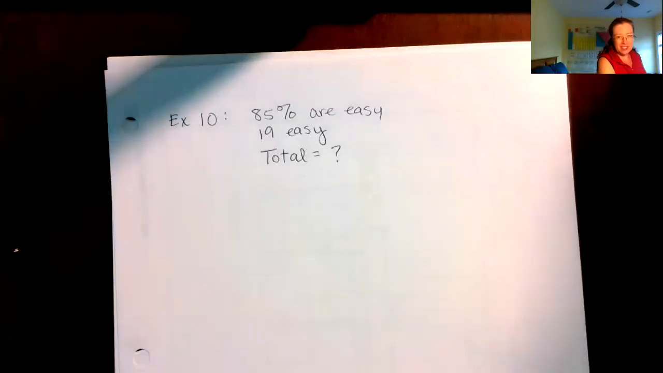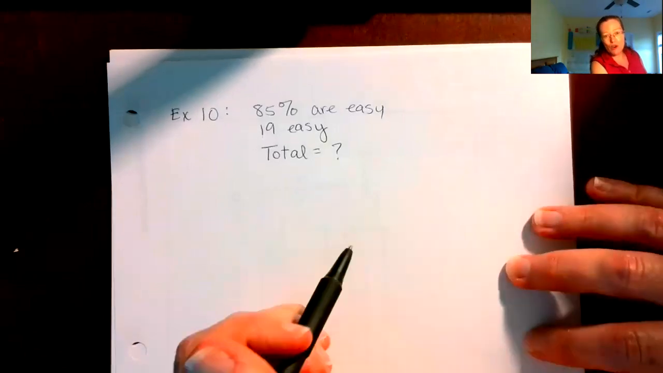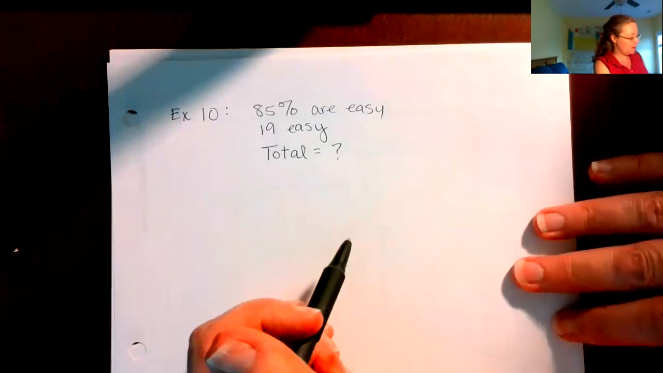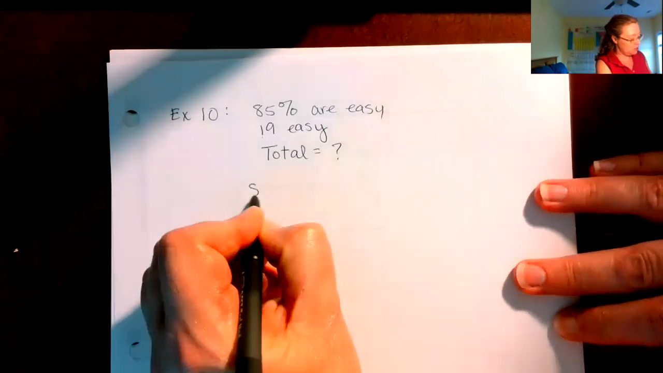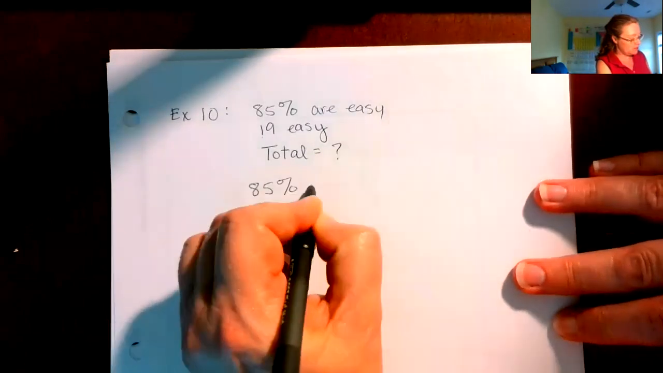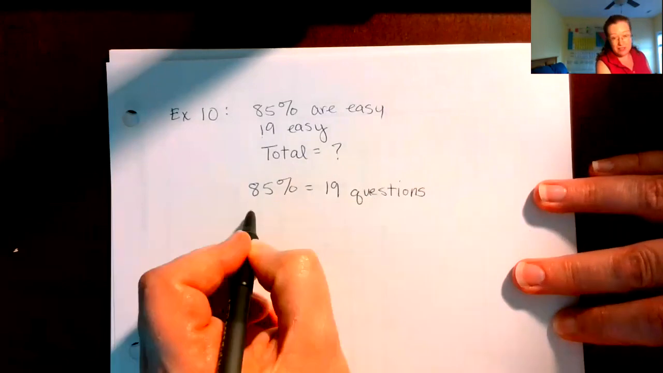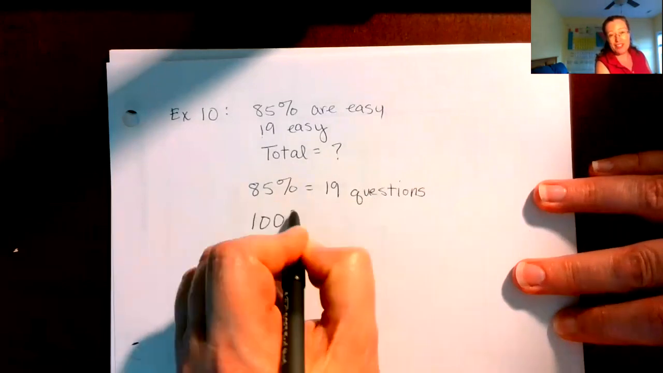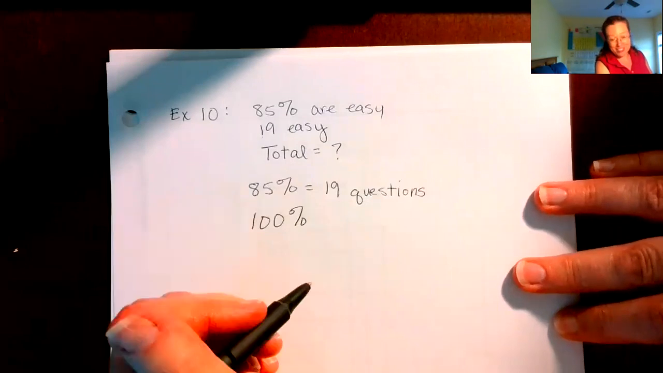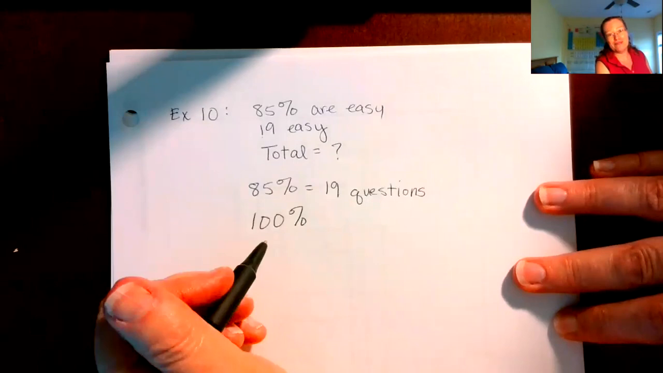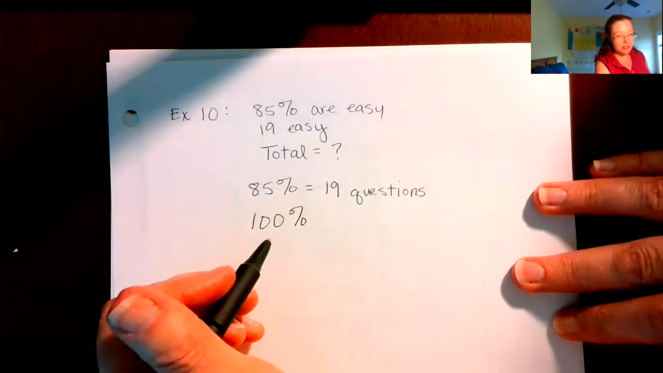Here we go. We've got 85% of the questions are easy. There's 19 easy questions. What's our total number of questions? So 85% is equal to 19 questions. If 100% of the questions were all easy, then I would know that there were 19 questions total, but it's not that many. I'm not sure how many questions there are, so I'm going to put X.